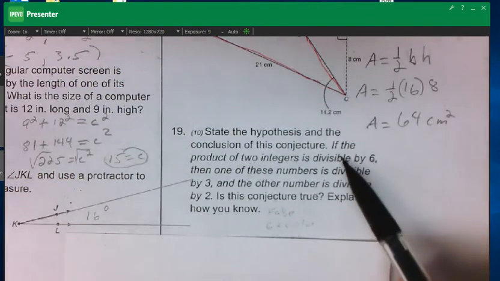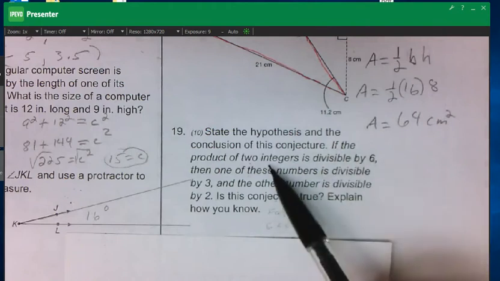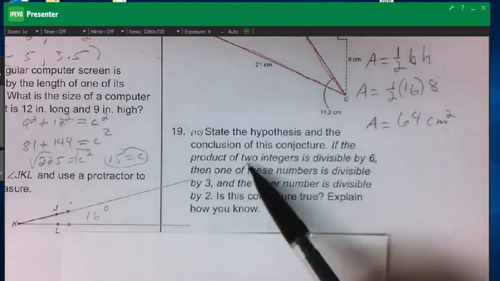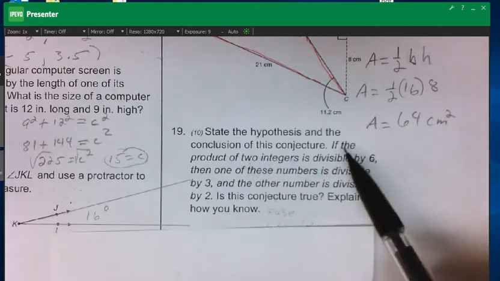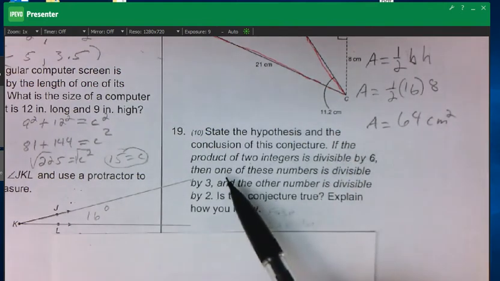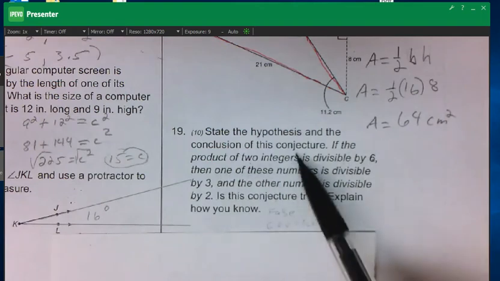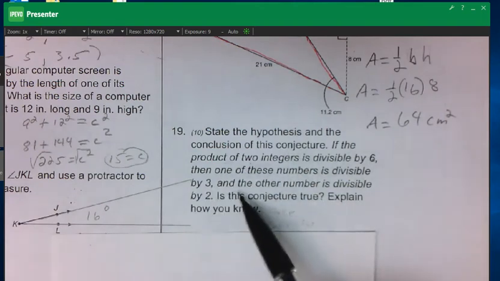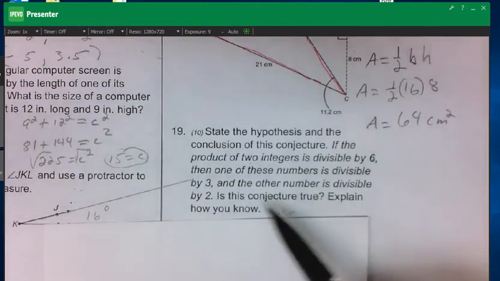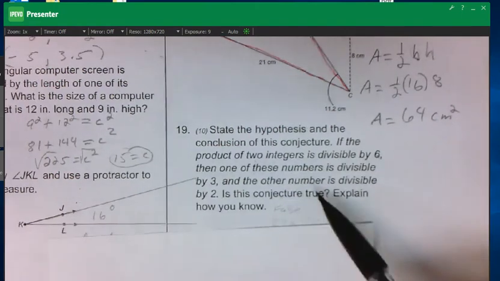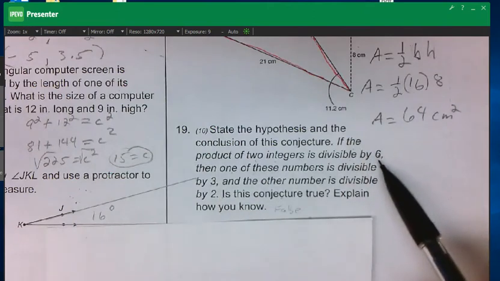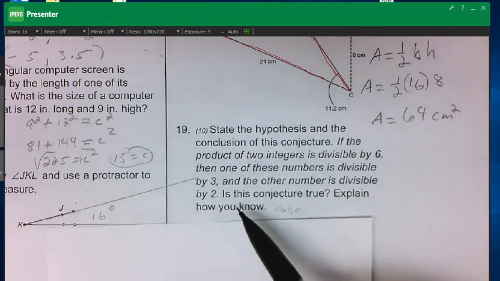So if we go back and go over it just briefly. If the product, that means you're multiplying two integers, if their product is divisible by 6, right? So that's one test. Then one of the integers is divisible by 3 and the other is divisible by 2. So if you can find two integers that don't meet those requirements, and you have a product divisible by 6, then it's false.